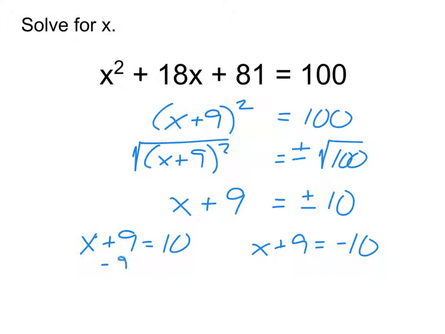And then we go ahead and subtract 9 from both sides. So for one of them, we get x equals 1. And then for the other one, we subtract the 9 from both sides. And there we have x equals, we start at negative 10, and then we go down 9 more. That means we're even more negative. And so that's going to be a negative 19. So those are our two answers.